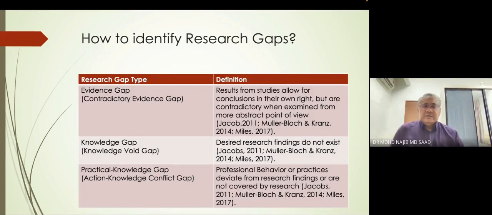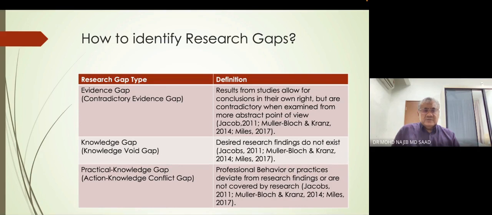So the last one, some of the gaps that have been identified through literature review. For example, over here, evidence gap, we refer to contradictory evidence gap, something that relates to the result of a study that allows for conclusion in its own right only, but is contradictory when examined from more aspects or points of view.